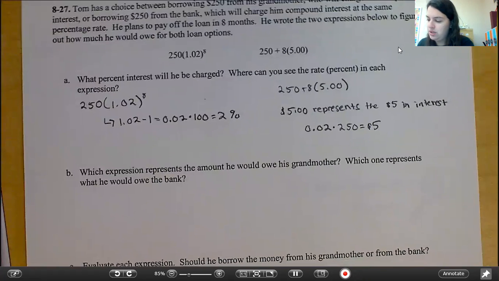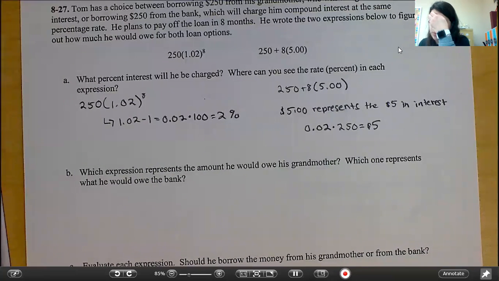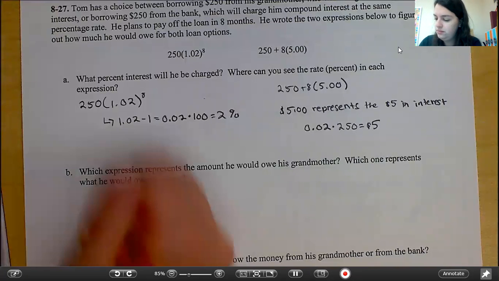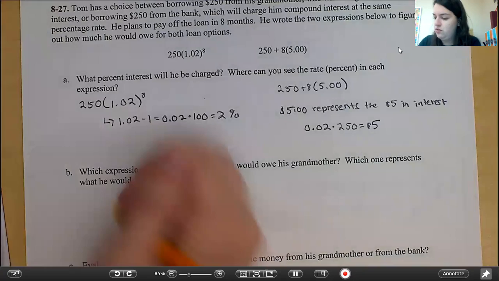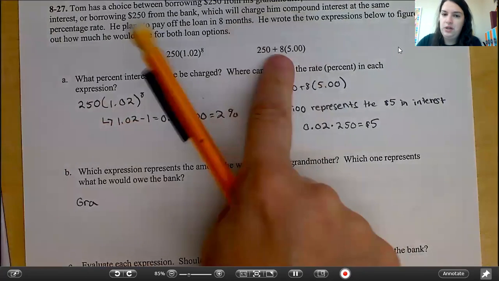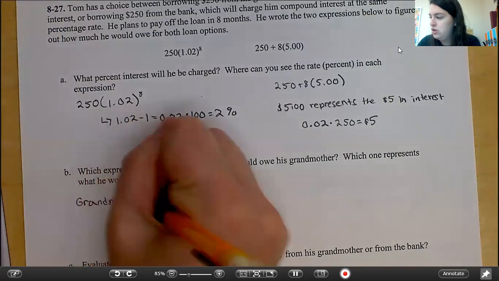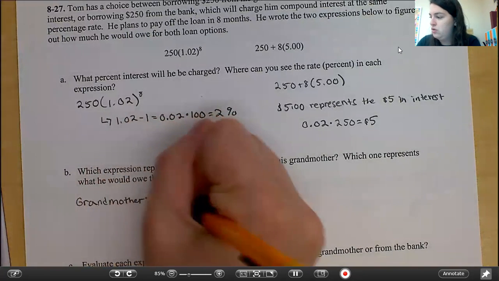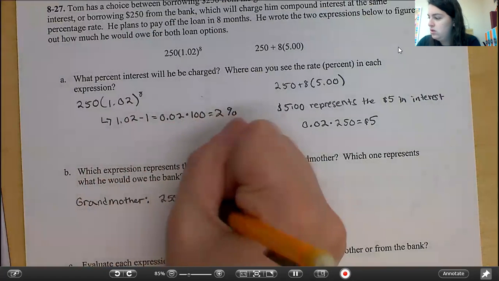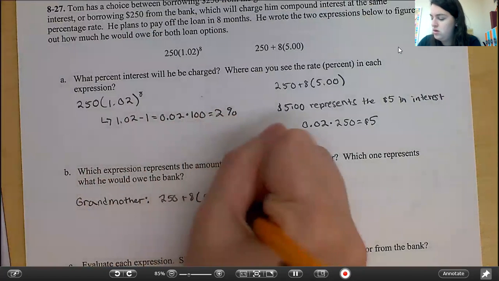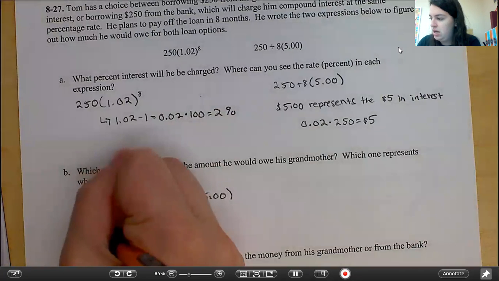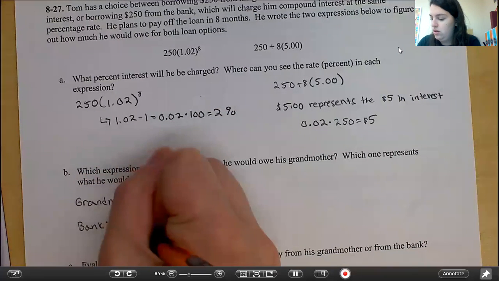B, which expression represents the amount he would owe his grandmother? Which one represents what he would owe to the bank? So remember, simple interest is grandma, compound interest is the bank. So go ahead and try that. If you're back with me, you've tried. The grandmother would be the one over here on the right. That is your simple interest because you have just the interest of $5. And so that would make the bank the one on the left.